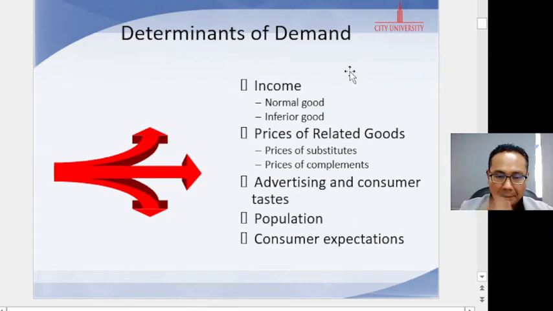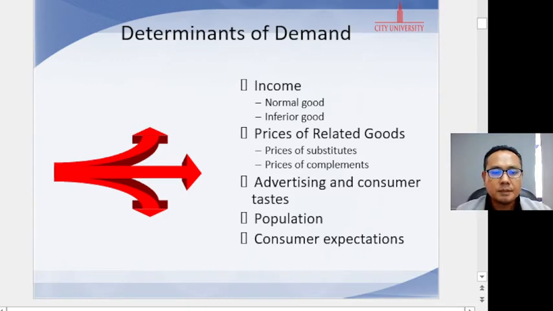What are the determinants of demand, or what some economists call demand shifters? We can see from the list here. We will discuss five factors, or five determinants of demand. The first one is income. We can see it categorized as normal goods and inferior goods.